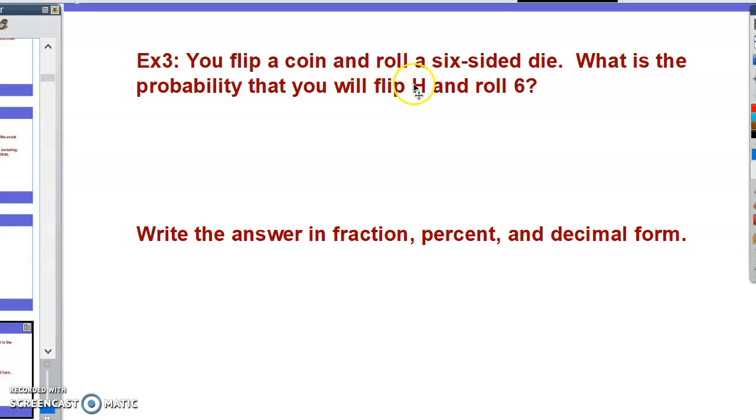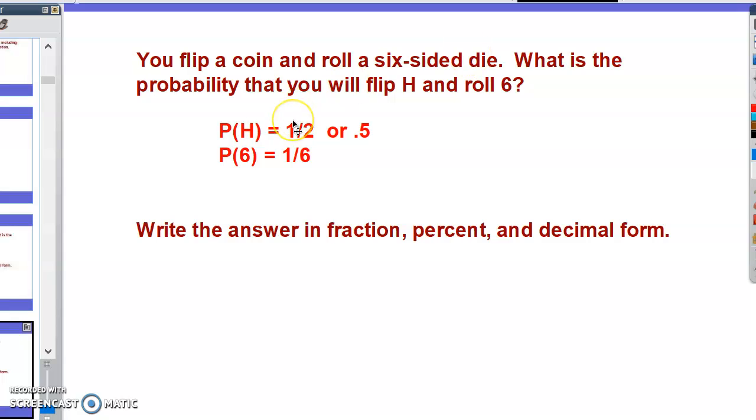So what is the probability I'm going to get a heads and a 6? And we're going to write it in all three forms. So first I need to know what am I looking for? Well, the probability of flipping a heads is 1 out of 2. I have 2 chances in my sample space, a heads or a tail. So I have a 1 out of 2 chance of getting a heads, which would also be 0.5. The probability of rolling a 6 is a 1 out of 6 chance, because I could roll a 1, 2, 3, 4, 5, or 6.